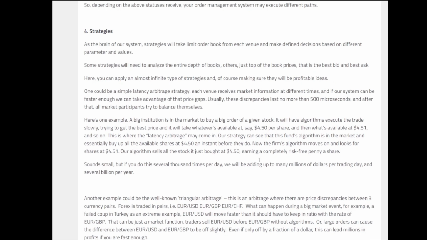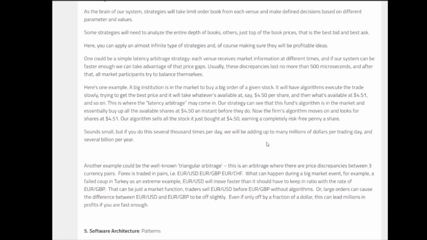And for people who have more in-depth knowledge, they might know about triangular arbitrage, where we have discrepancies between three currency pairs. Here also we try to take advantage of the arbitrage. Before the pricing changes across all three pairs, we see where it has changed, and by the time it has changed for the third pair, we try to take advantage of the arbitrage between the second and the third pair.